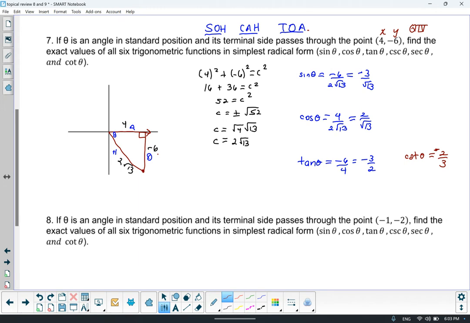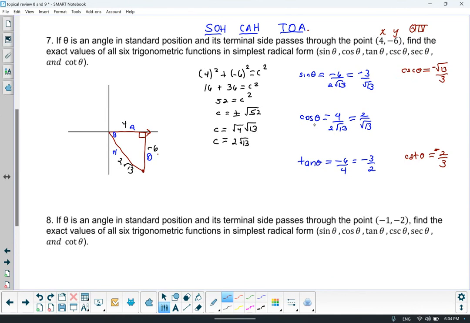The reciprocal of sine is cosecant. I'm moving it over because I want to have room to rationalize sine of theta later. And again, you can either work directly from the triangle. If sine is opposite over hypotenuse, then cosecant is hypotenuse over opposite. So that would be 2 rad 13 over negative 6, or you can just flip the sine fraction. And that's a little bit faster, so that's what I'm going to do.